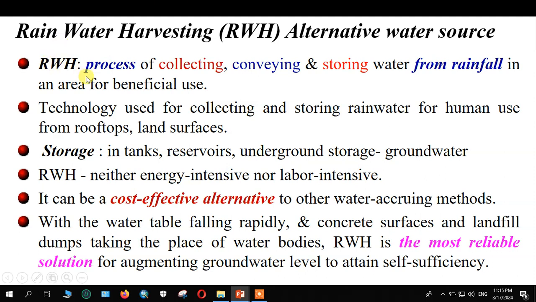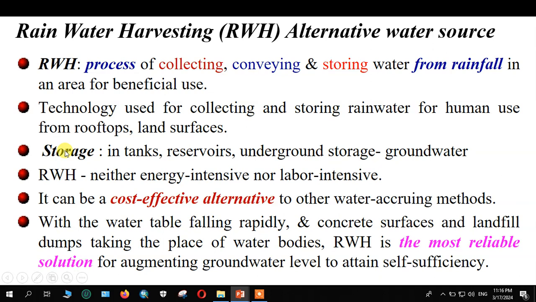Rainwater harvesting is the process of collecting, conveying, and storing water from rainfall in an area for beneficial use. Or we can define it as the technology used for collecting and storing rainwater for human use from rooftops and land surfaces. Storage means in tanks, reservoirs, underground storage, or groundwater. Rainwater harvesting is neither energy intensive nor labor intensive. It is very easy and cheap.